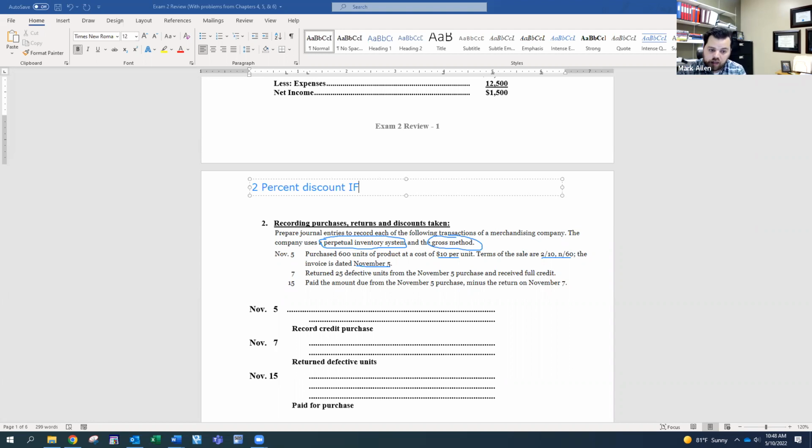If we pay within 10 days. That's the 2/10. 2% discount, so that first number is a percentage of discount. That second number is how many days you have to pay to get that discount. So 2% discount if we pay within 10 days. Otherwise, the net amount, that's the N, the net amount is due in 60 days.